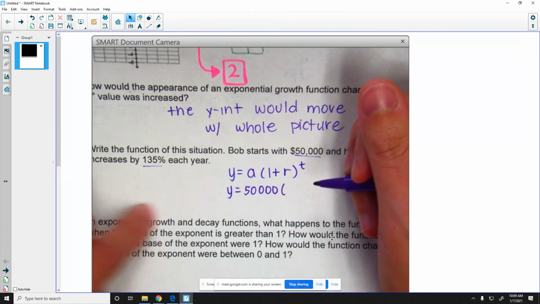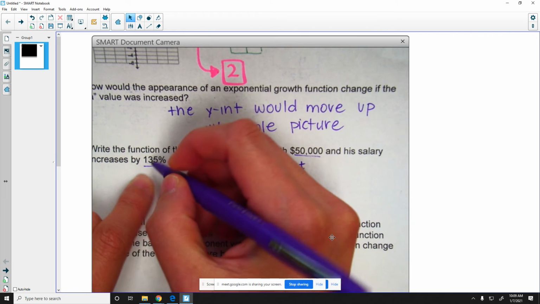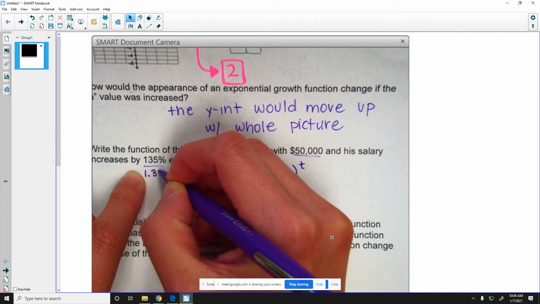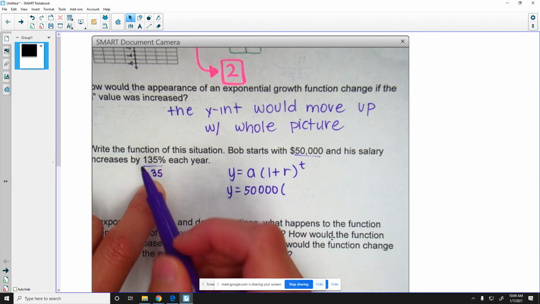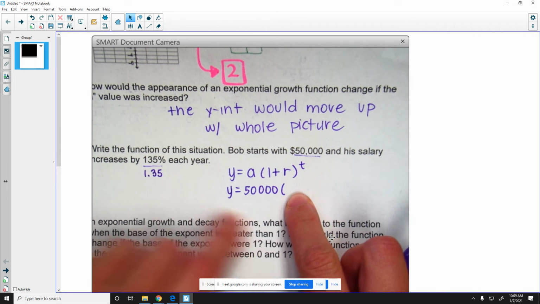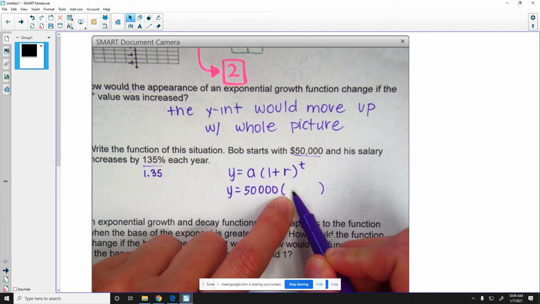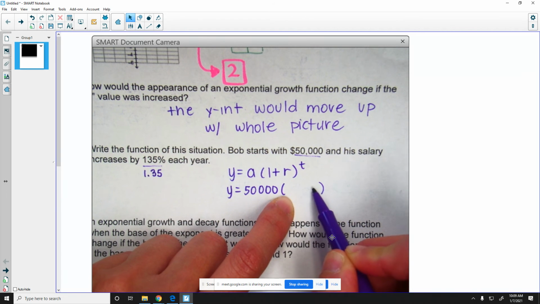Okay, so here's the part that everyone gets confused. I know that 135% is 1.35, right? So it's not 135, we have to change it to 1.35. But my question is this, and this is what kids get confused with. Inside the parentheses, is it just 1.35 or is it 1 plus 1.35?